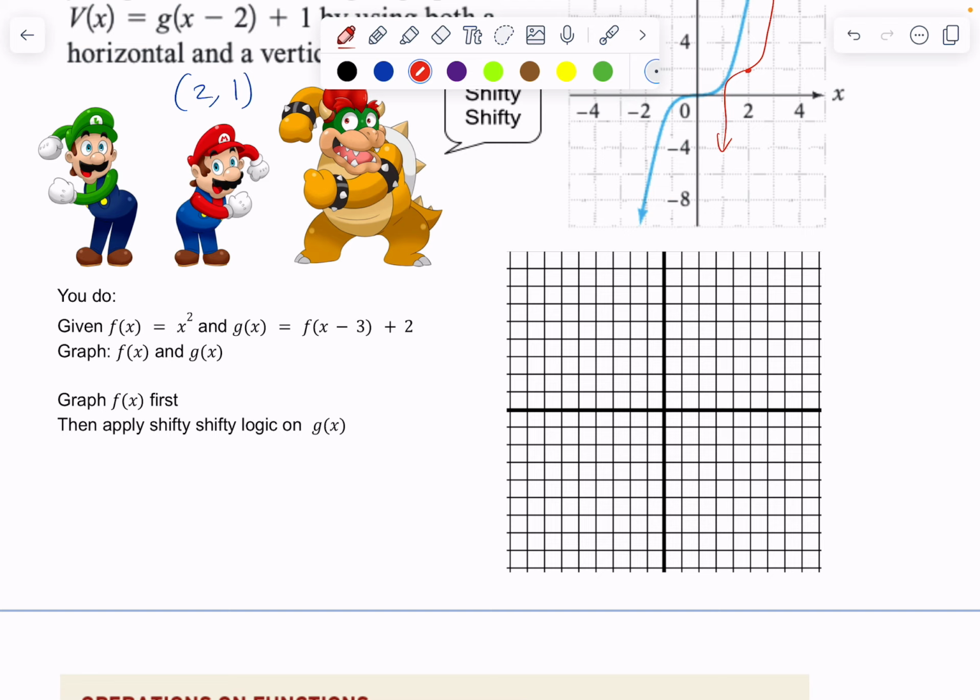From the get-go, f of x equals x squared. That's just straight up a parabola. Standard go-to parabola. And since we're shifting it to a new point, that is going to be a different color. It's going to be 3, 2. I'm going to move over 3, up 2 to this point, and that will be my new parabola.